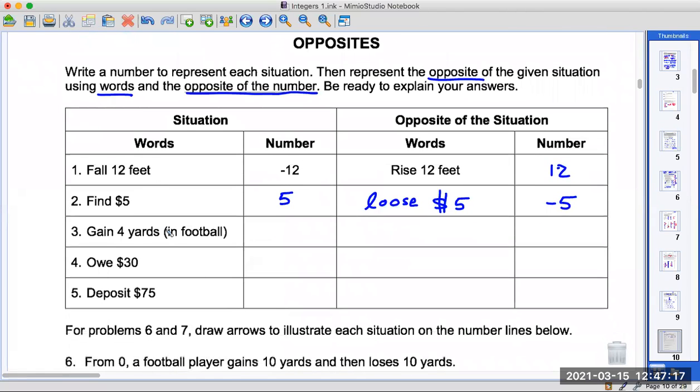You gain 4 yards in football. Jocelyn, what would you say here for the number 4? What would you say the opposite is? I don't know much about football. Do you lose 4 yards? Lost 4 yards.